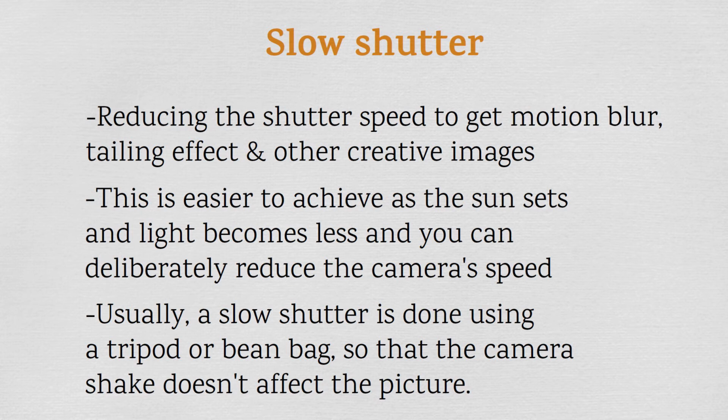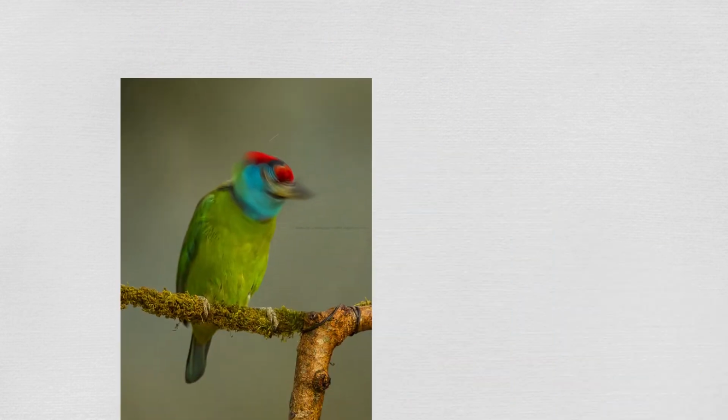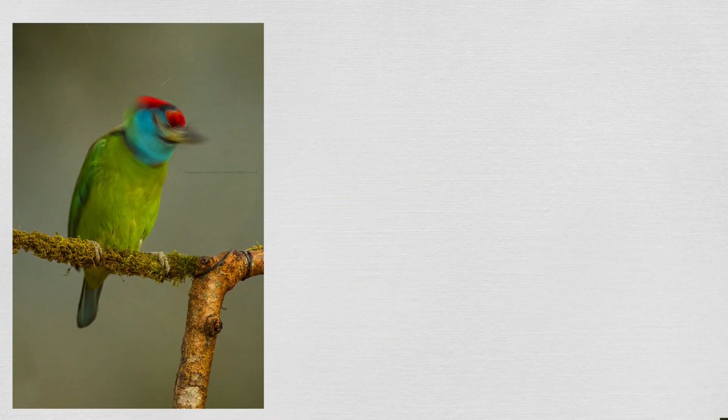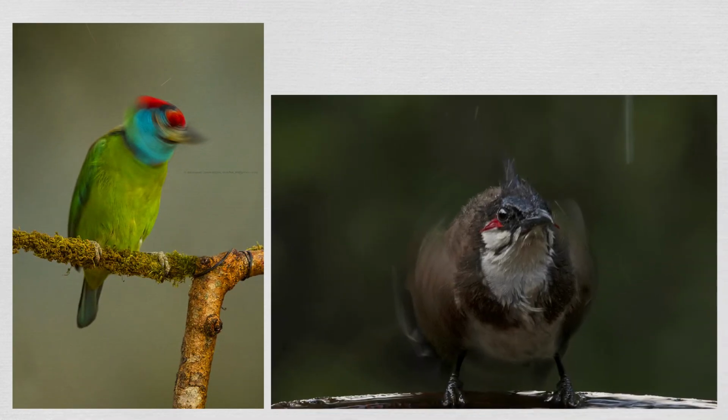Now these are the kind of pictures you can get with a slow shutter, where you have the body of the subject still, and whatever is moving in the subject gets you an effect of motion. Or sometimes the body is still and the head alone moves. So all these kinds of creative pictures you can get at slow shutter.